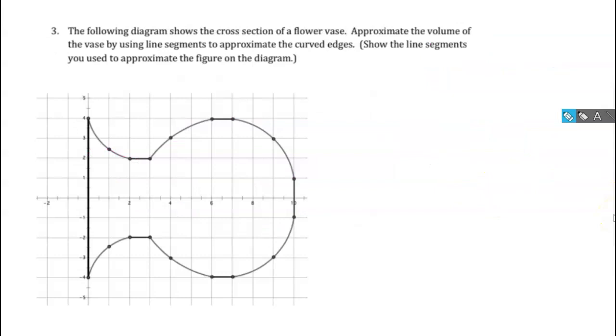The following diagram shows the cross section of a flower vase. Approximate the volume of the vase by using line segments to approximate the curved edges. Show the line segments you used to approximate the figure on the diagram. This is going to be where we develop an idea of finding the volume of a shape by using discs. This is a big concept when you get up into calculus and integration, volume by discs. But we can actually just do it manually and not have to use any calculus.